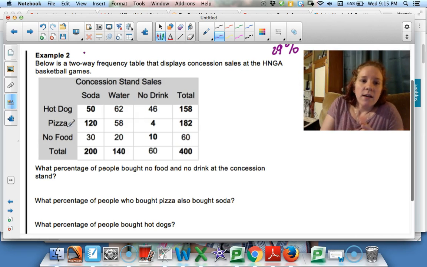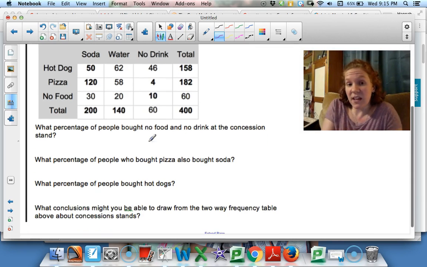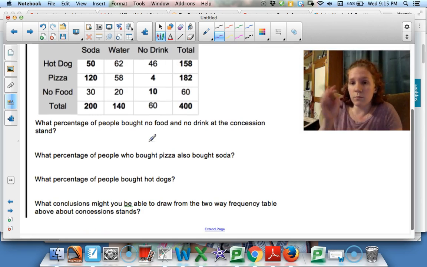We've got hot dog, pizza, or they didn't buy any food, and then over here we've got soda, water, and no drinks. So I don't know what these people bought. Maybe they didn't buy food or drinks. Maybe they just bought a ticket, or maybe they bought one of those programs or something. So what percentage of people bought no food and no drink at the concession stand?